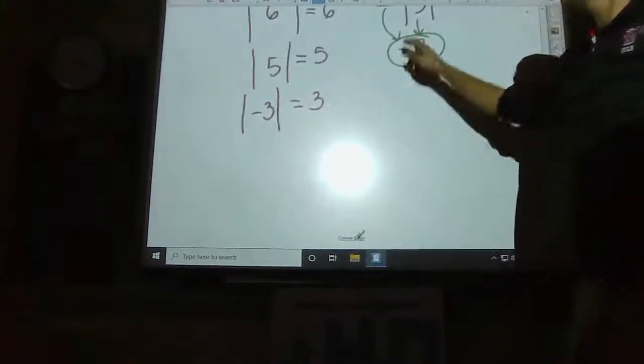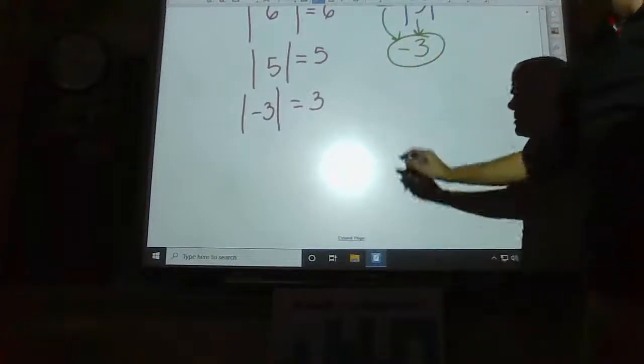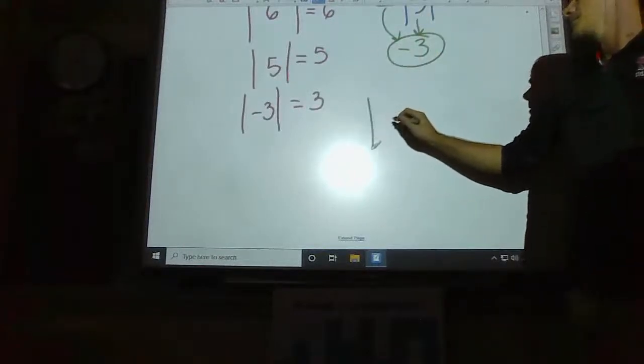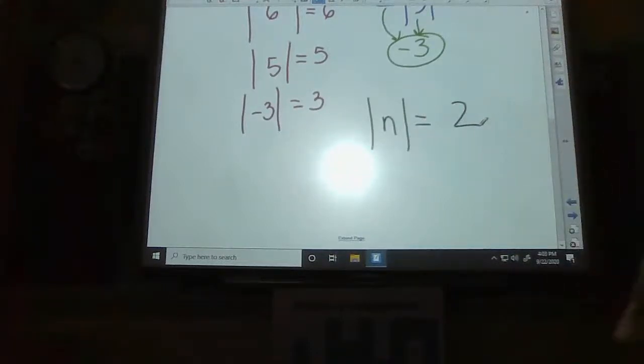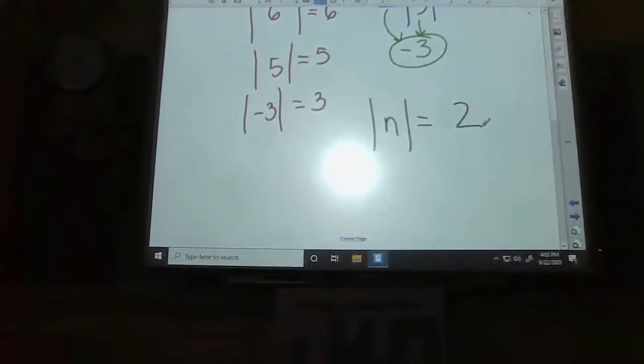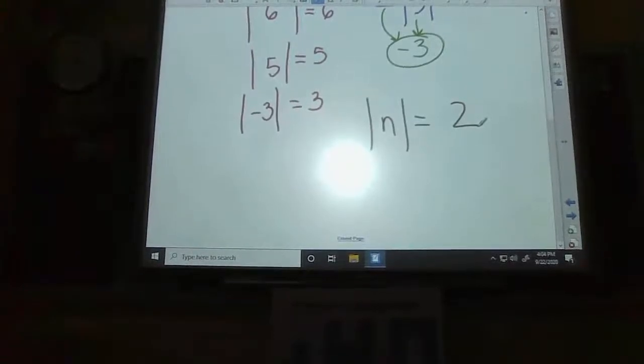Now, they will start to give you some equations. They'll start out pretty easy. They may do something like this. Most of these will have 2 answers. Whenever you have a variable inside the absolute value bars that you need to solve for, most of the time they will have 2 answers. Now, it's not all the time, but most of the time.